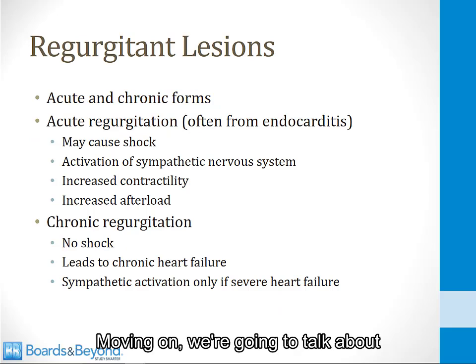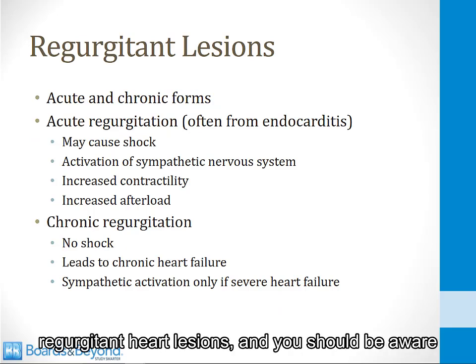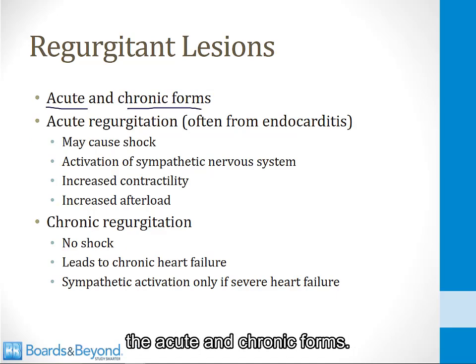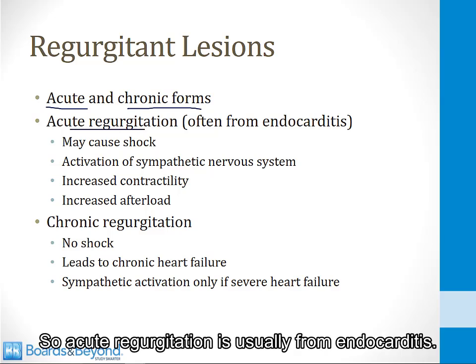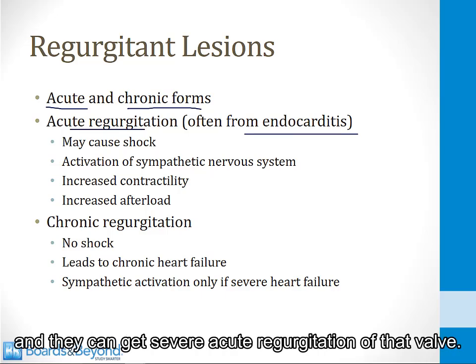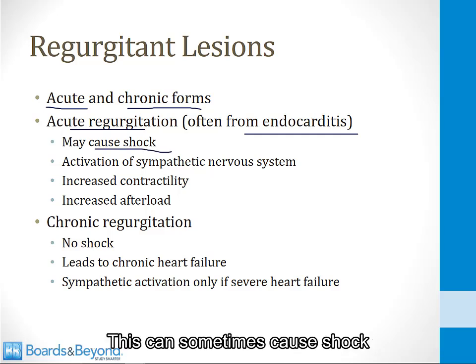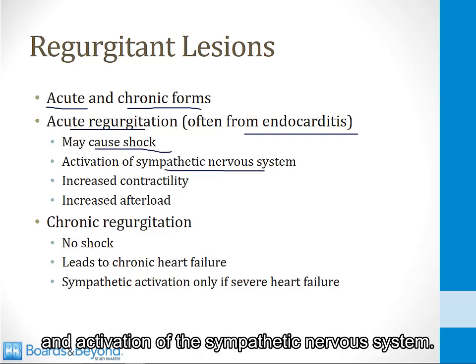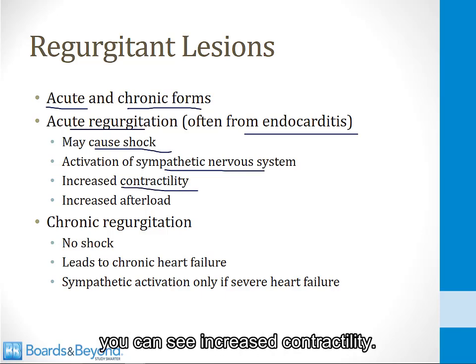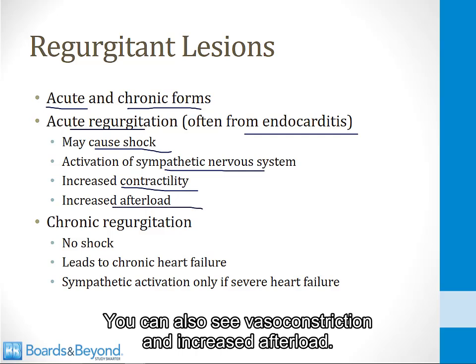Moving on, we're going to talk about regurgitant heart lesions, and you should be aware that these types of valvular lesions come in 2 flavors, the acute and chronic forms. So acute regurgitation is usually from endocarditis. A patient develops a bacterial infection of a valve, and they can get severe acute regurgitation of that valve. This can sometimes cause shock and activation of the sympathetic nervous system, and because the sympathetic nervous system is activated, you can see increased contractility. You can also see vasoconstriction and increased afterload.